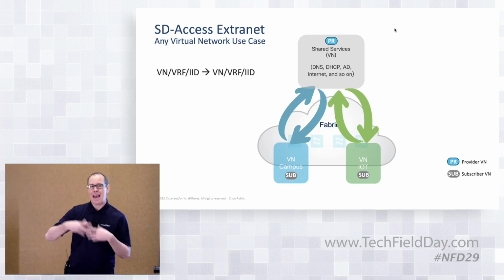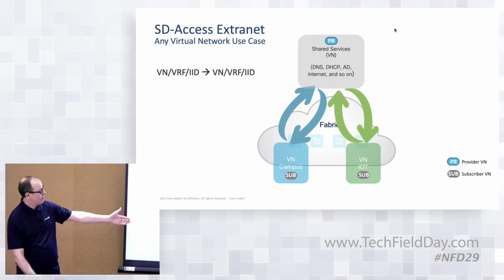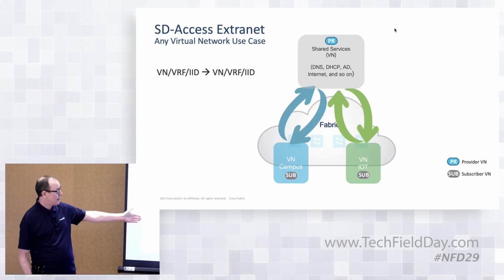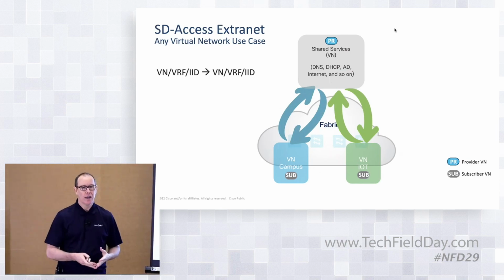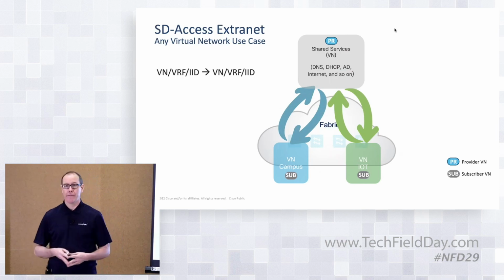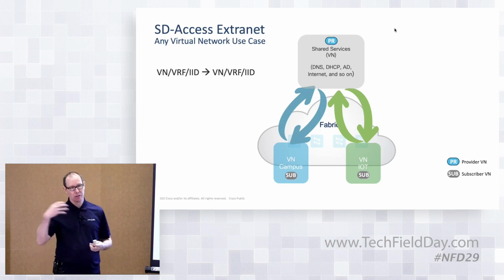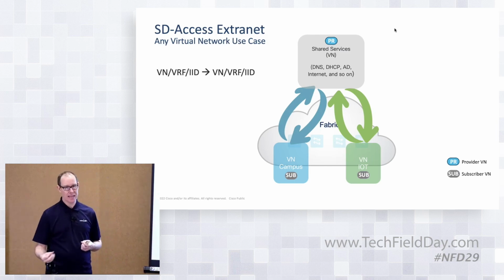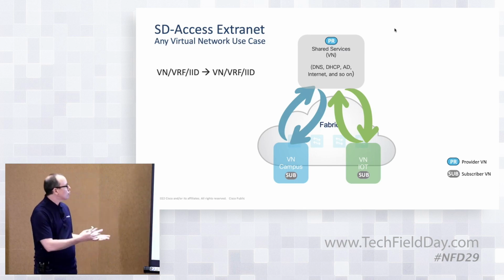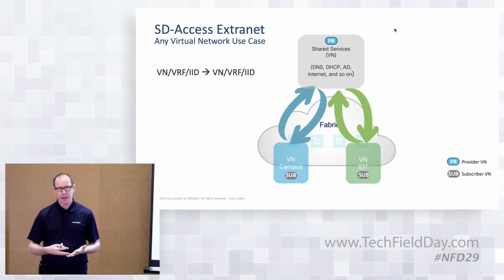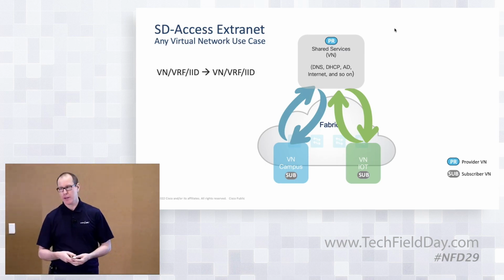So if I wanted to access some kind of shared service, let's say within the IoT VN, from the campus VN, I wouldn't currently be able to do that. That's something we're looking at enabling in the future, but for the current version of SD-Access Extranet, we're not going to allow people to have subscriber to subscriber relationships yet. Okay? So these are the most common use cases we see and that we expect to find within the customer base as they start to deploy this.